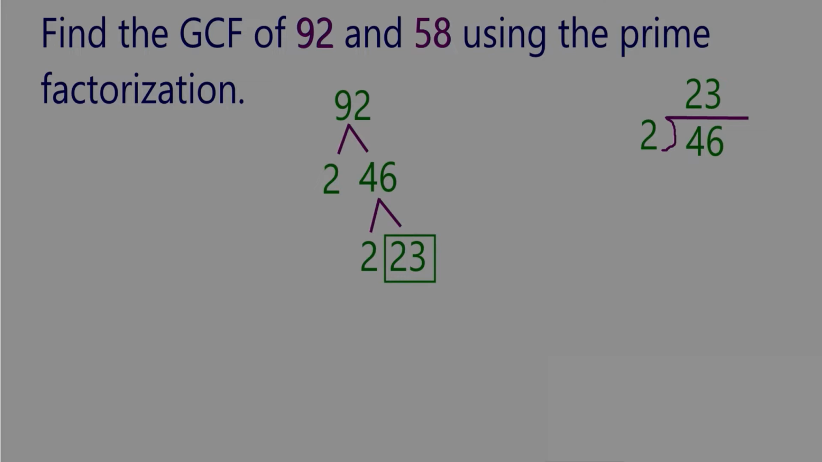Next, we want to write all the prime factors that are at the end of the branches multiplying along with each other.